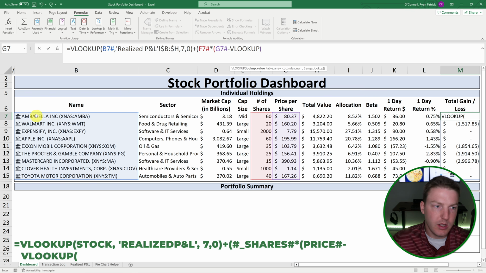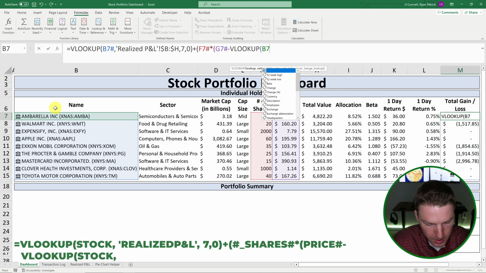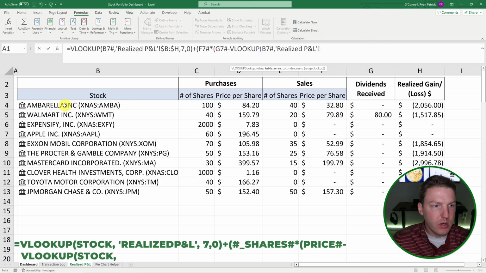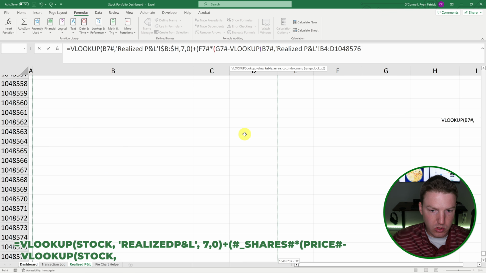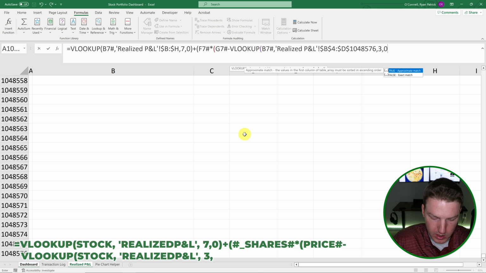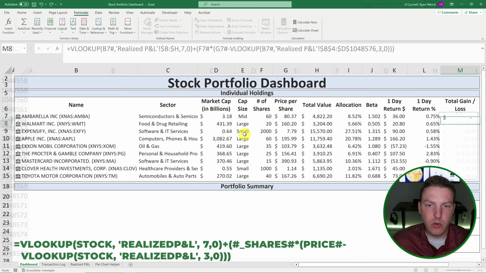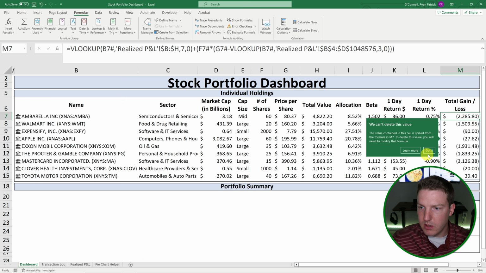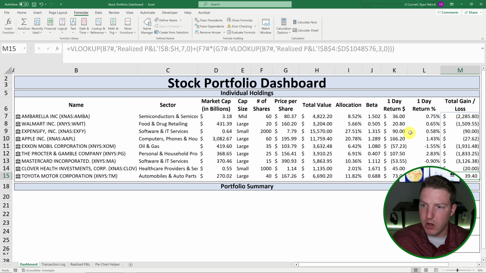So we can do equals VLOOKUP. Again, we'll look at this value here. And then we're going to go back to the realized P&L sheet. And we're going to be going from B to D. So I'm going to do that, hit Control Shift down arrow. I don't really care if I go all the way to the bottom of the sheet. We're looking for the 3rd column, and we're looking for the exact match. And then we can just close this out with 3 parentheses. And now we've added that unrealized component to this, and we can see that we've actually lost money on most of the shares that we've invested in if we include both realized and unrealized gains.